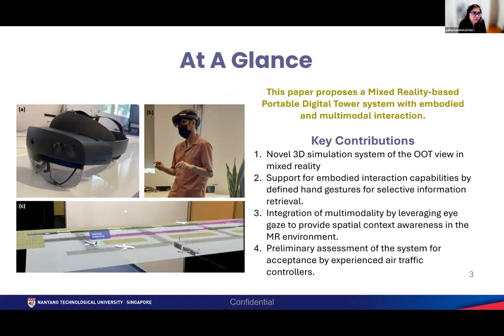We have also incorporated embodied interaction capabilities into this system by defining hand gestures for selective information retrieval by controllers. Thirdly, we have integrated multimodality into this interaction design by leveraging information of the controller's eye gaze to provide spatial context awareness in the mixed reality environment. And finally, the system is preliminarily assessed for acceptance by some experienced air traffic controllers.